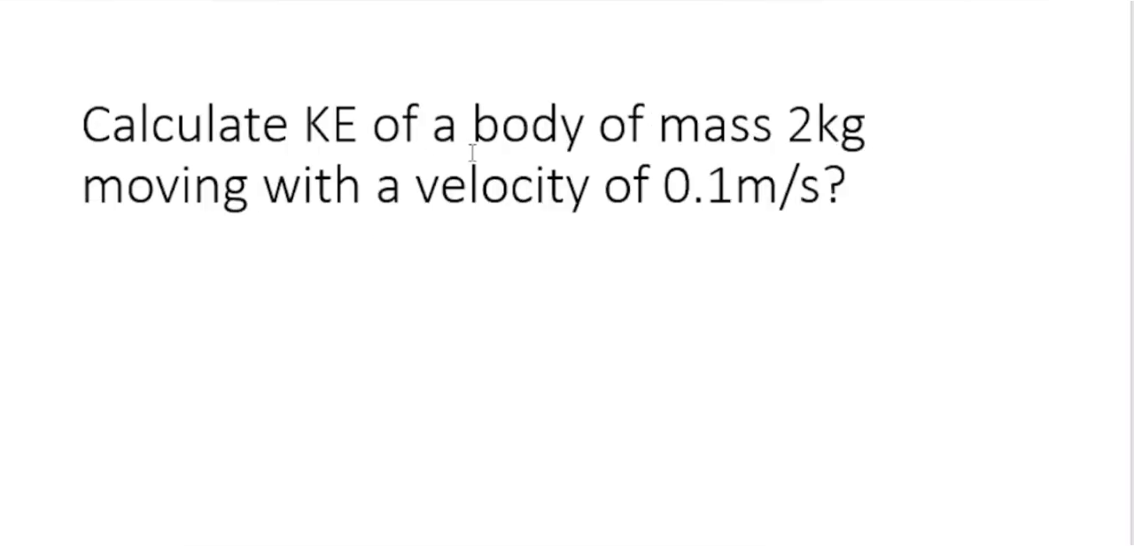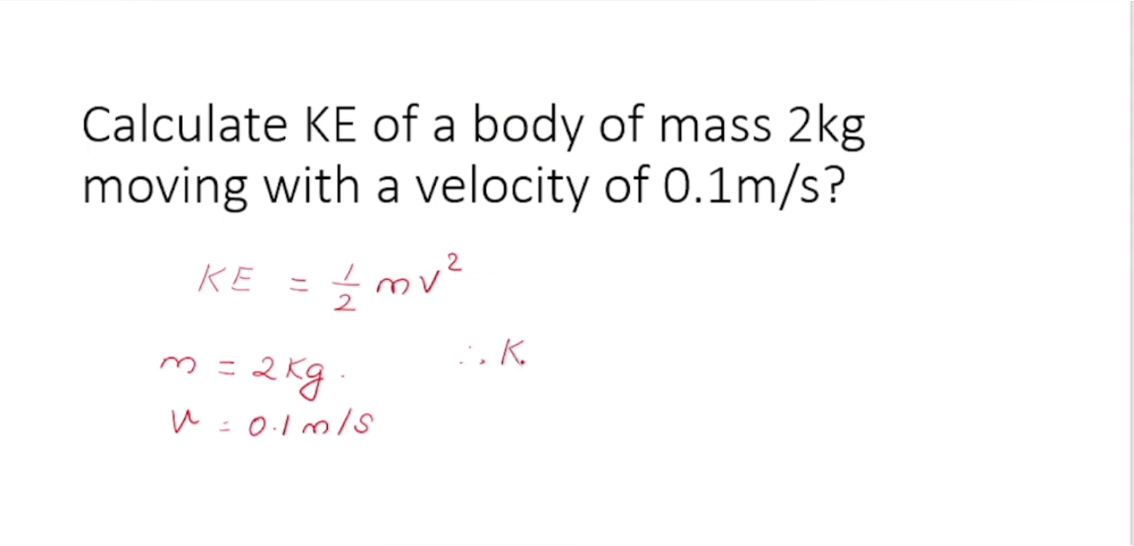Calculate the kinetic energy of a body of mass 2 kg moving with a velocity of 0.1 meter per second. Here we just have to substitute. Kinetic energy is half mv square. Mass given is 2 kilogram, which is in SI unit. Velocity given is 0.1 meter per second. So substituting, kinetic energy is equal to 1 by 2 into mass 2 into velocity 0.1 the whole square. 2 and 2 we can cancel. So 0.1 whole square, what will you get? 0.01 joule. That is the unit of kinetic energy.